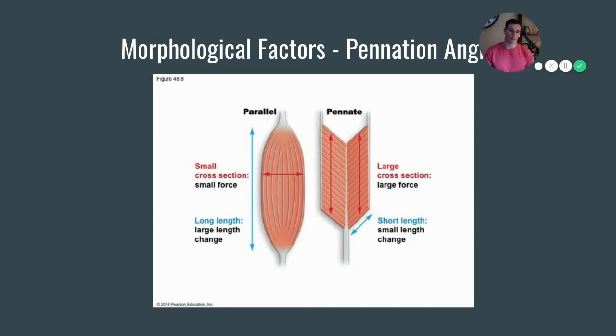Okay. Another factor, a morphological factor when we're talking about developing strength and power, is the angle of pronation.